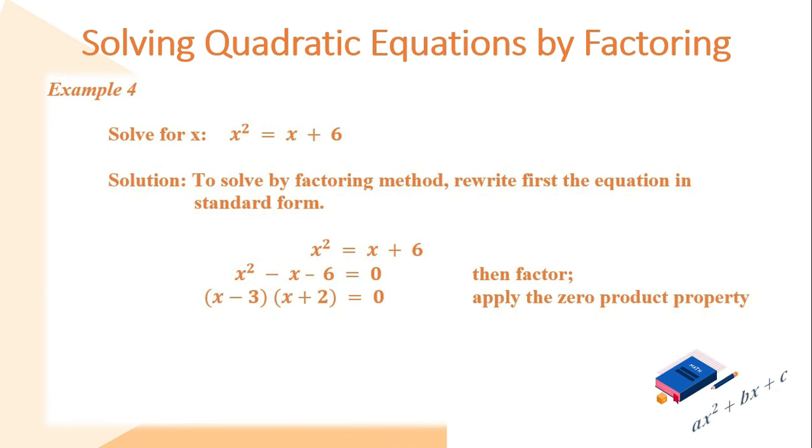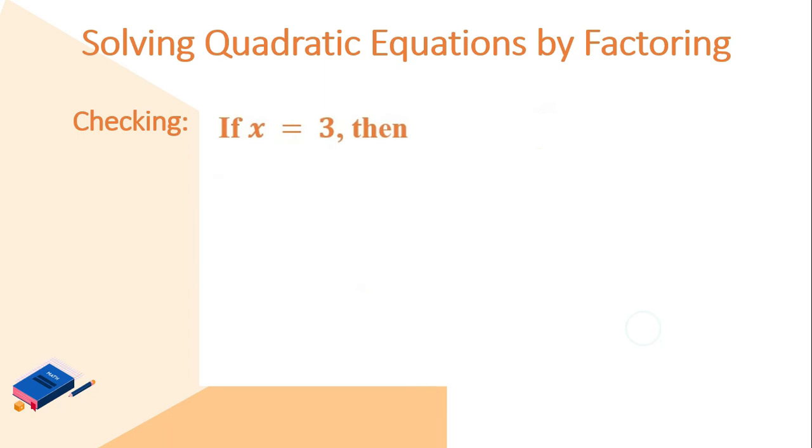Now, since the leading coefficient of x squared is 1, we take the factors of the last term. So the factors of negative 6 are negative 3 and positive 2. So whenever we add them, it will give us negative 1. So we apply the zero product property to obtain the value of x. So x minus 3 is equal to 0, or x plus 2 is equal to 0. Then x sub 1 is equal to 3, and the other one, x sub 2, is equal to negative 2. So therefore, we can say that the solutions are 3 and negative 2.